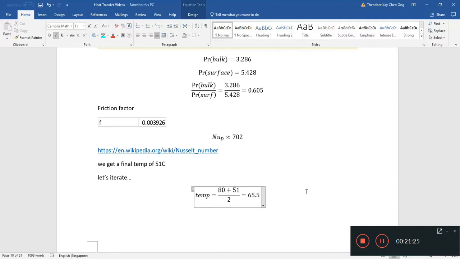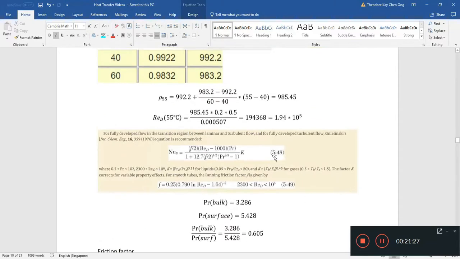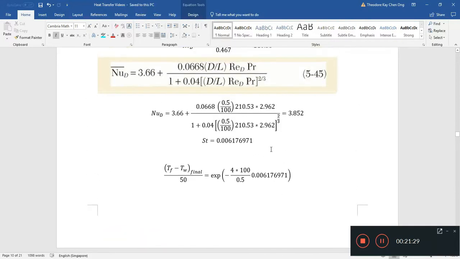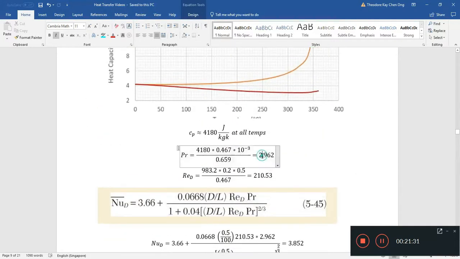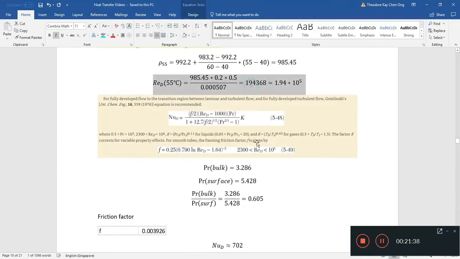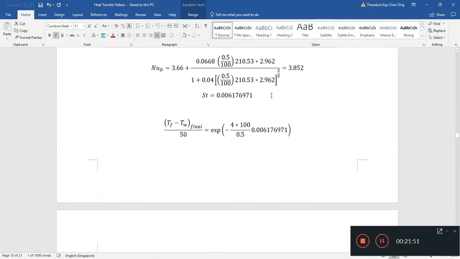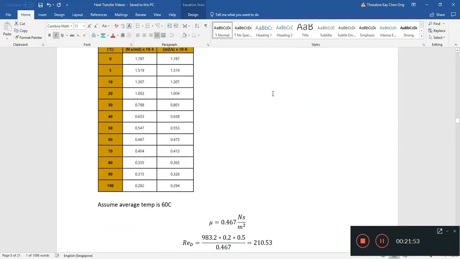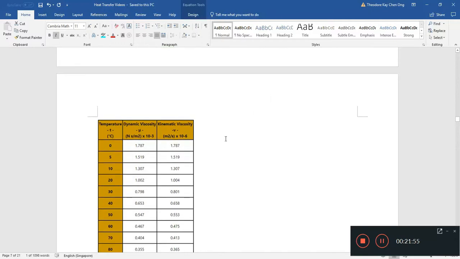65.5 degrees C. And now we'll look for our Prandtl number and Reynolds number. So let's look at our Reynolds number again, which kind of shouldn't change much, right? Okay, density shouldn't change much. So the only significant change is viscosity. I can almost guarantee it's going to be turbulent.